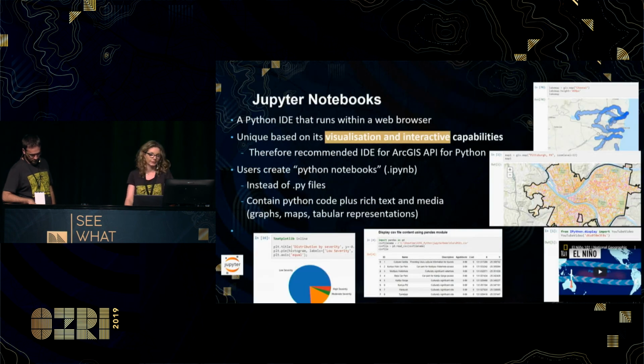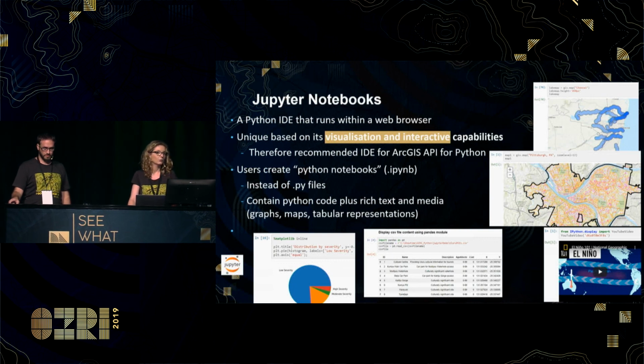Now to explain Jupyter Notebooks. So Jupyter Notebooks is a Python coding environment that runs within a web browser. It's the recommended environment for working with the ArcGIS API for Python, primarily because of its visualization and interactive capabilities. For example, we have the capacity to display a subject web map with analysis results, or display a table of data within our Python code. We can also readily rerun portions of our Python code, and we'll see examples of this in the coming demonstrations.